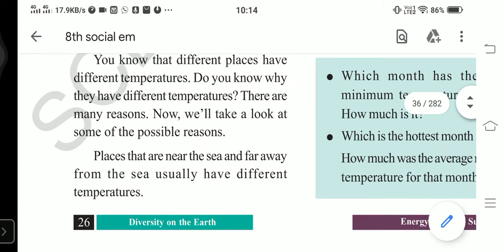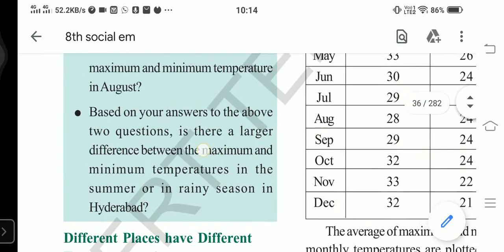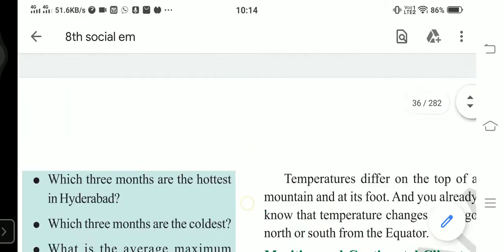And the places which are far from the sea will experience high temperatures throughout the year. There will be variation. Just now we have seen it for Hyderabad. Understand? I'll show you the graph again.